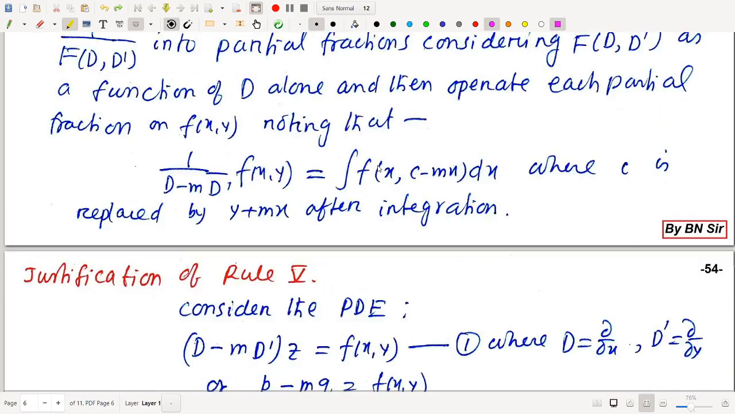noting that 1 by (D minus mD') is a partial fraction. Suppose 1 by (D minus mD') operates on f(x,y); it gives the integration of f(x, c minus mx) with respect to x, where y is c minus mx, and c is to be replaced by y plus mx after integration. Because f(x,y) you cannot integrate, but when y is c minus mx it is a function of x alone, we can integrate. So we shall integrate, and finally we shall again put c equal to y plus mx. But why? How?